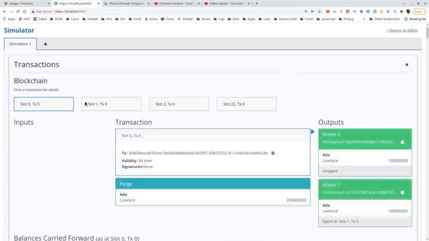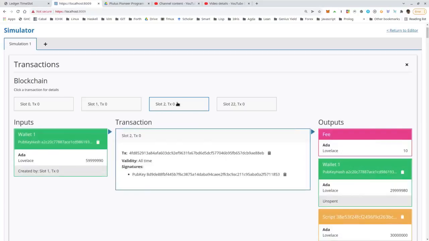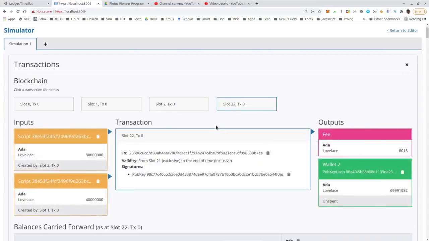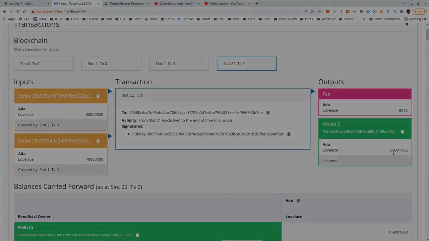Looking good. So the Genesis transaction and the two gifts should be the same. Now in slot 22, we have just one transaction that simultaneously picks up both gifts and gives them to wallet 2. So that also works.